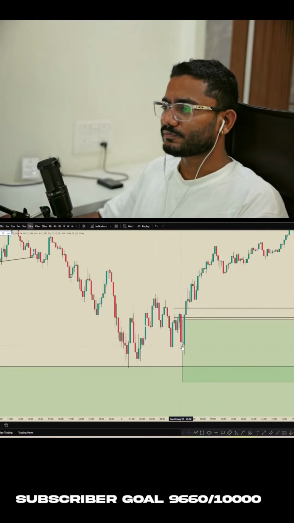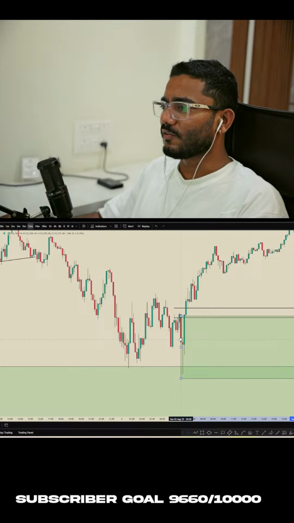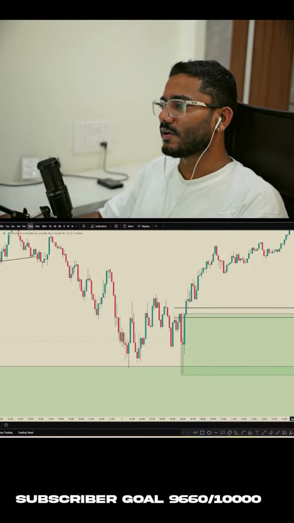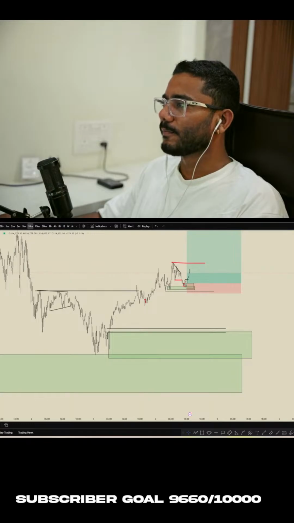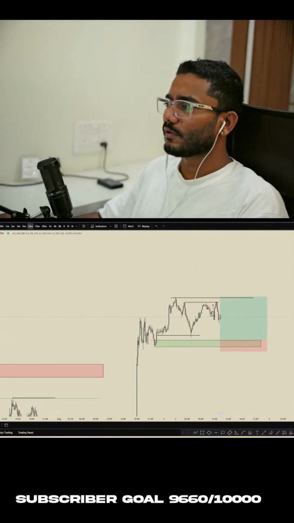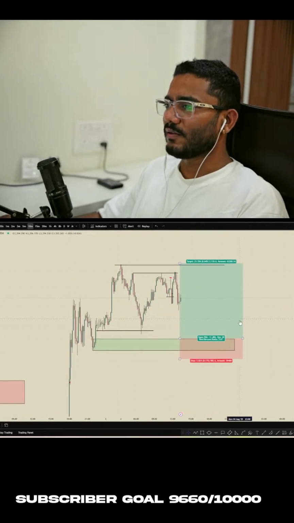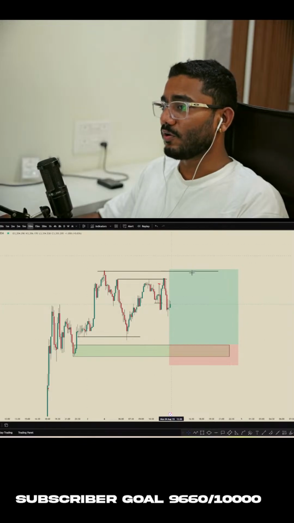Here also, mark this whole move, not this single candle, because this is the area where price started to take the liquidity. So patience is the key. We need to patiently wait on our setup.